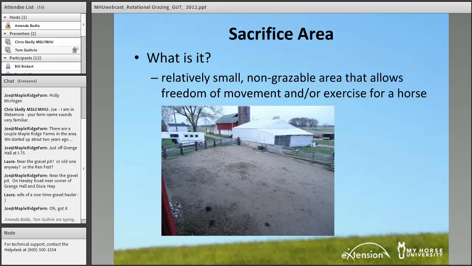No matter what size of horse farm, utilizing a sacrifice lot for your horses is essential when making the most of your resources. A sacrifice lot can simply be defined as a relatively small, non-grazable area that allows freedom of movement and or exercise for a horse. This designated area is different from what may be termed as a turnout with the opportunity to graze, as I previously mentioned, or an unmanaged pasture that is used extensively or overgrazed. One goal of a sacrifice lot is to protect pastures in times of inclement weather.